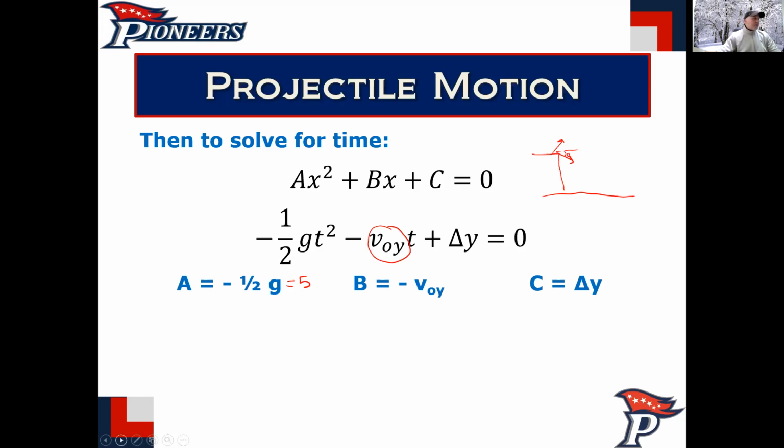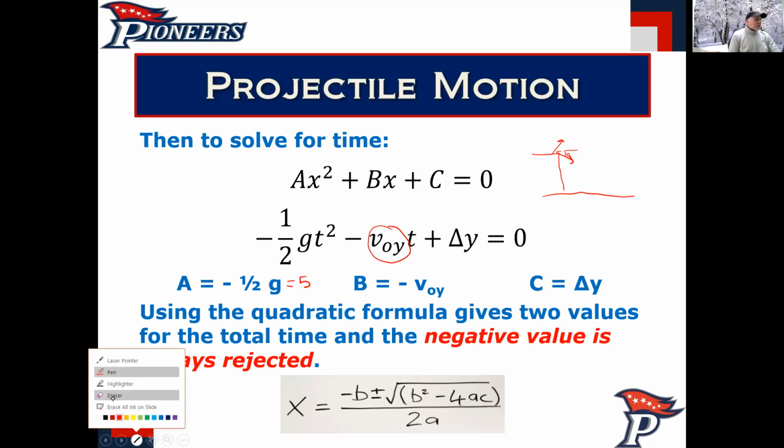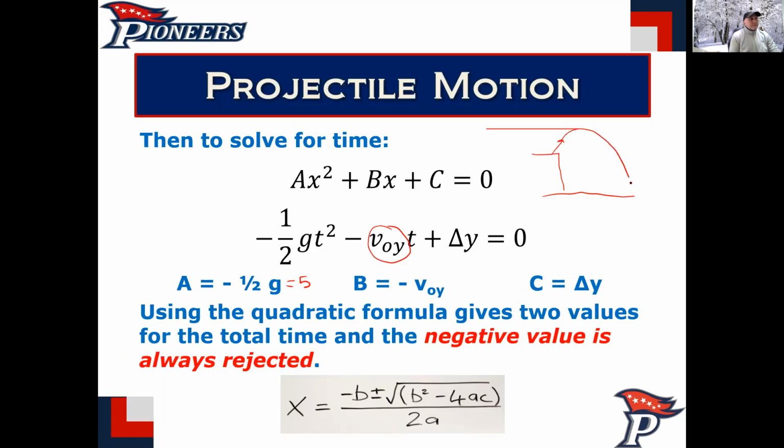And then we use the quadratic formula. And if we get a negative value, we always reject it. We only take the positives. So we would put in all our values here. And so what happens, in this situation that I've drawn, is you would get two numbers, but one of them would be negative. If the projectile was going to do this, so this would be the positive number, positive time.